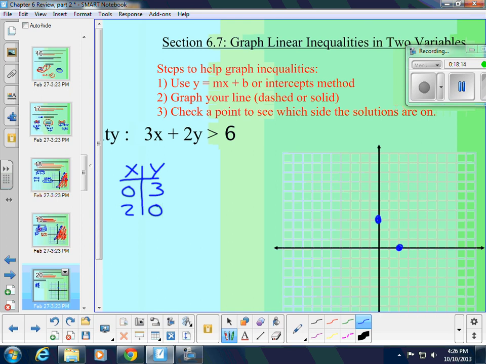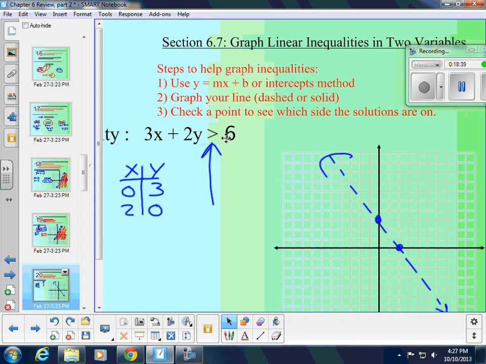What type of line should I have in this case? Should I have a solid line or a dashed line? Well, looking at my inequality, it's greater than. It doesn't have the line underneath. It's not greater than or equal to. It's just greater than. So that tells me that the line is not part of the solutions. So I'm going to have a dashed line in this case.